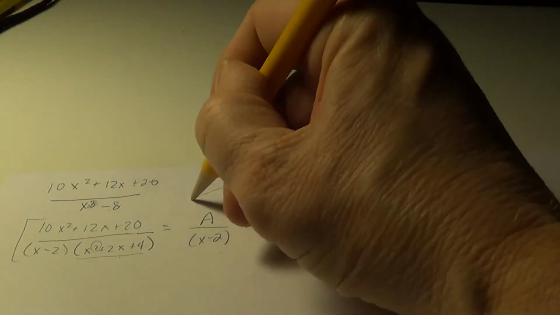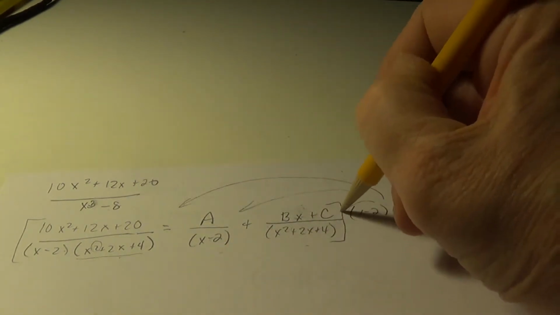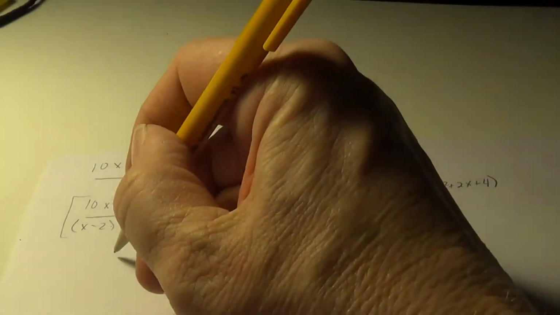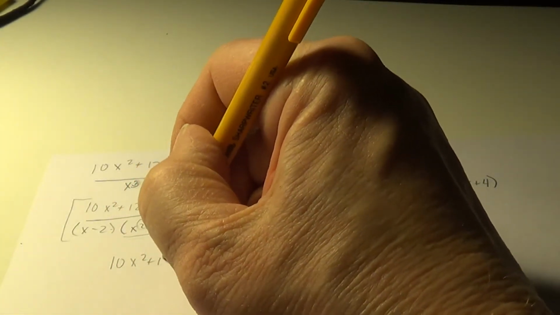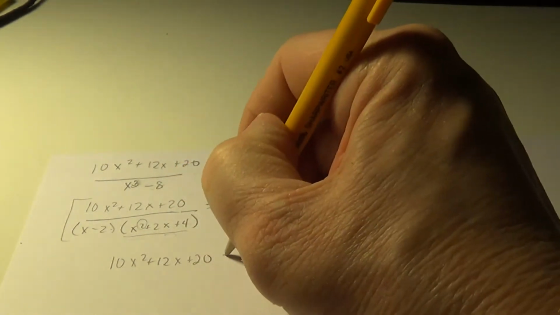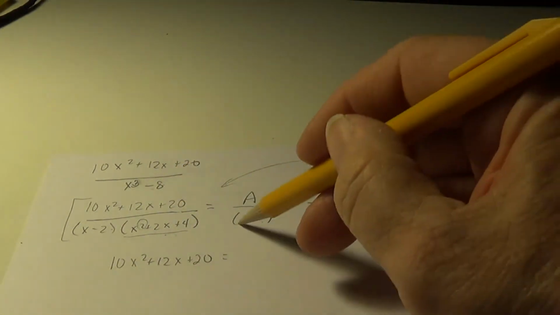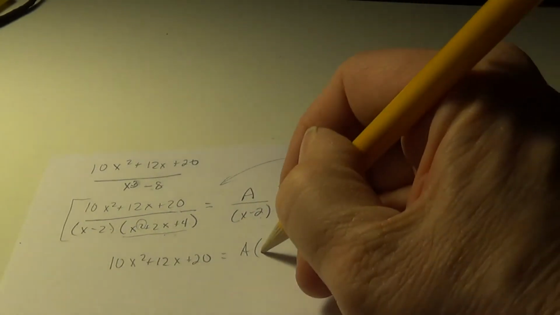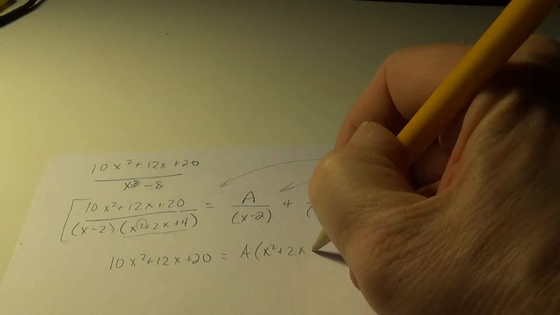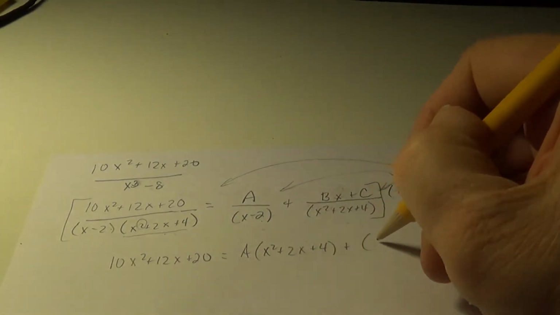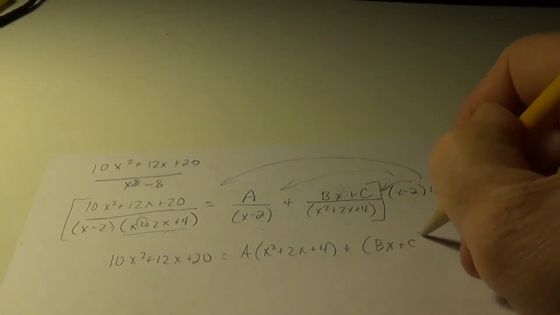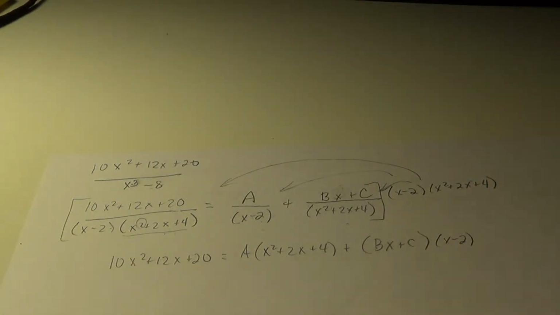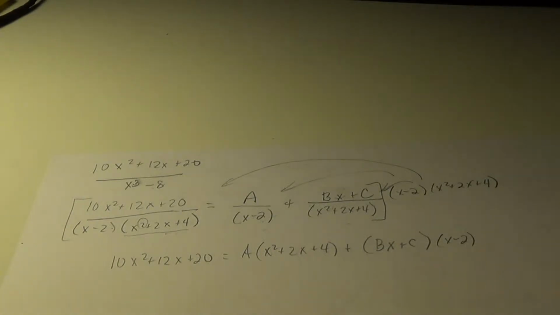When I multiply through each term, do you see the first term will lose the whole denominator, leaving the numerator unchanged, unscathed. And then in this one, the x minus 2's will cancel, but A will be paired with the x squared plus 2x plus 4, and the Bx plus C will be paired with the x minus 2. All right, hopefully that algebra makes sense to you.